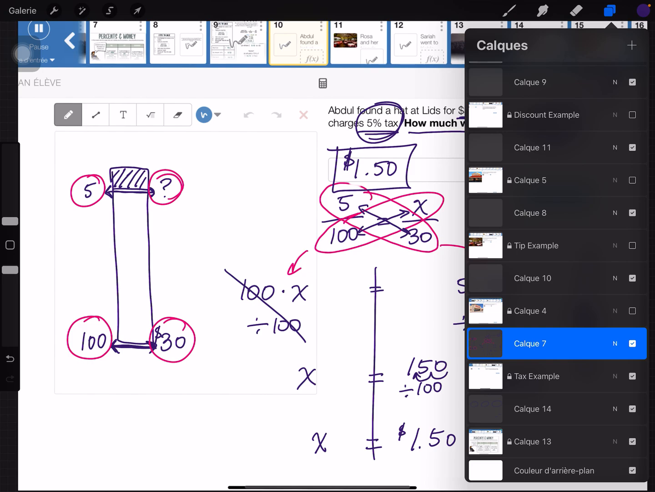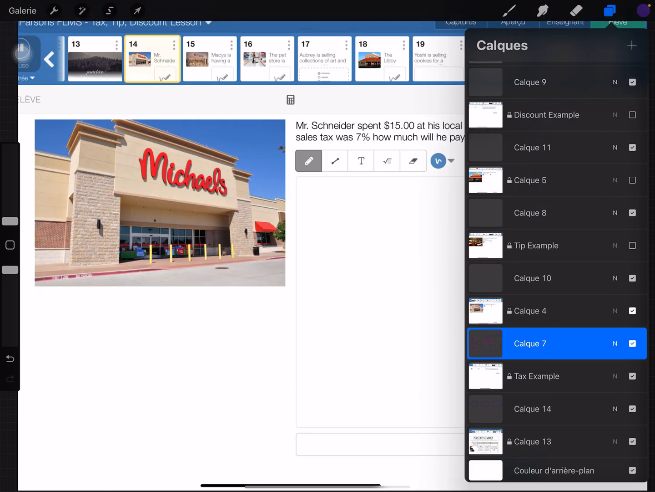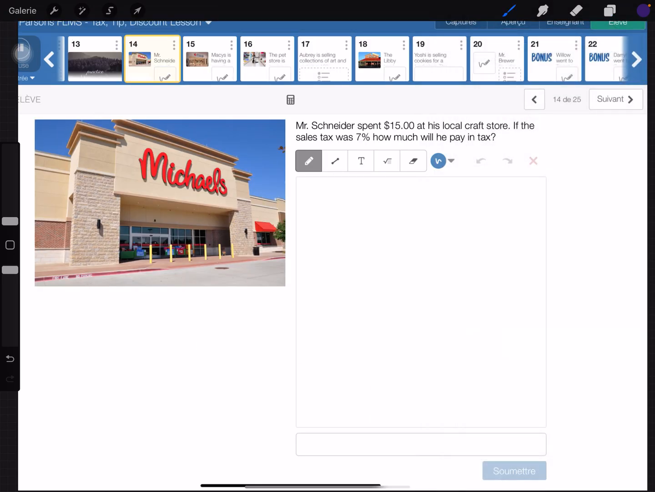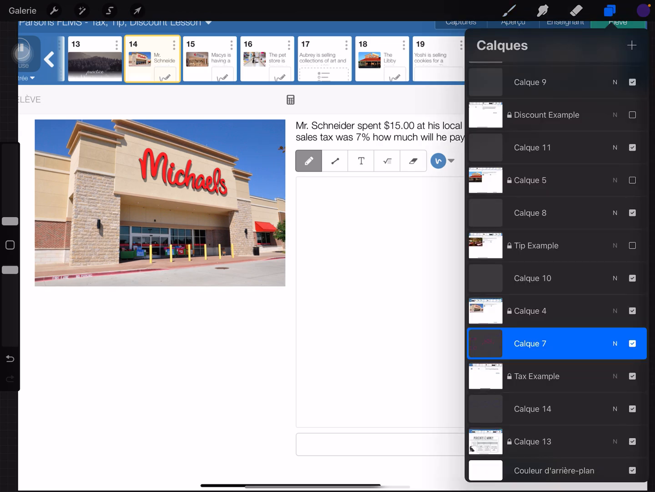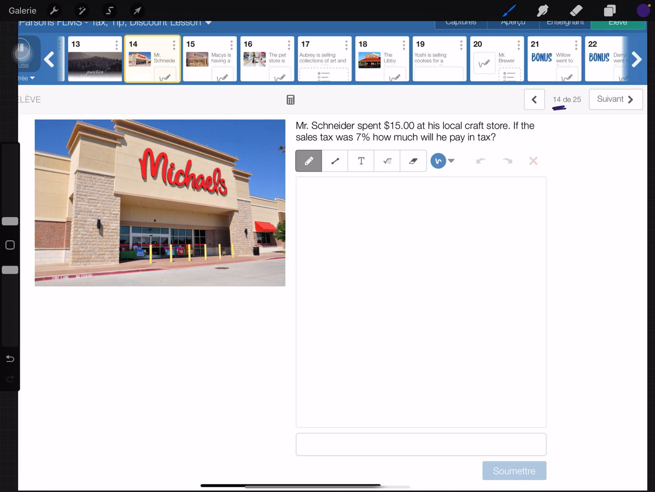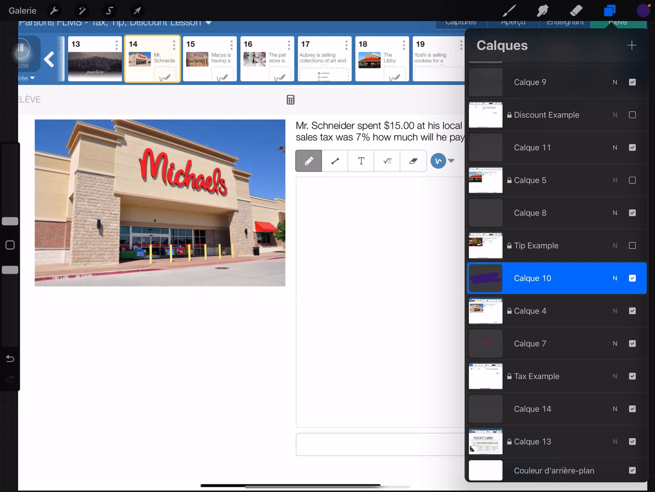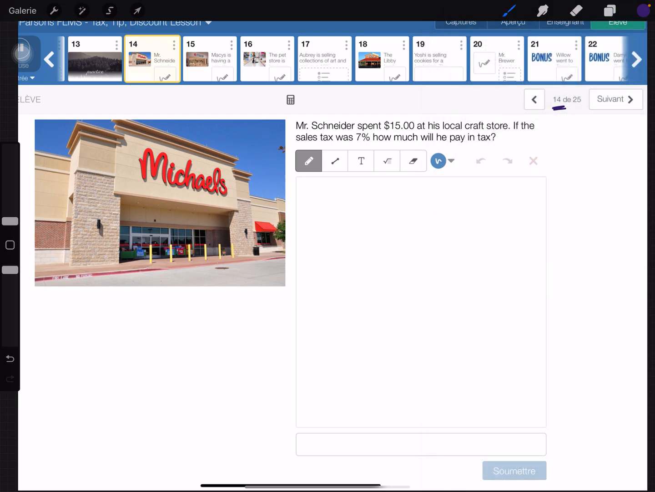All right, let's take a look at another example. I'd like you guys to try this now. Again, this is on Desmos. This is just slide number 14. So I'd like you guys to give this a try now. All right, I've given you guys some time to try. Let's take a look at how we would set this up and if we got the right answer.